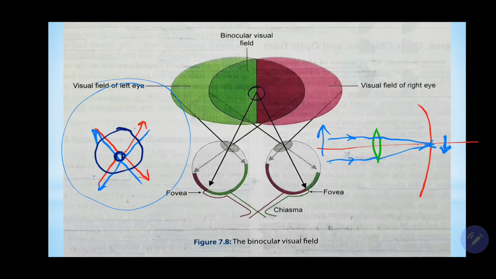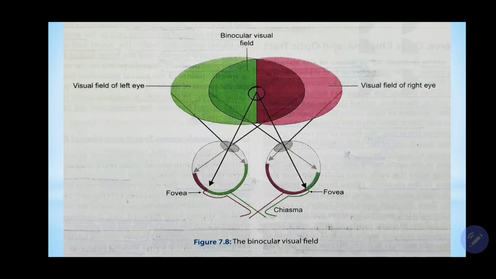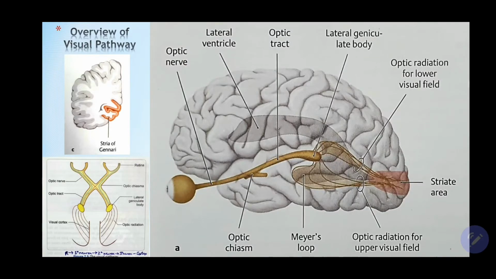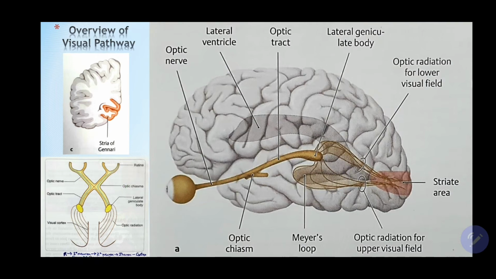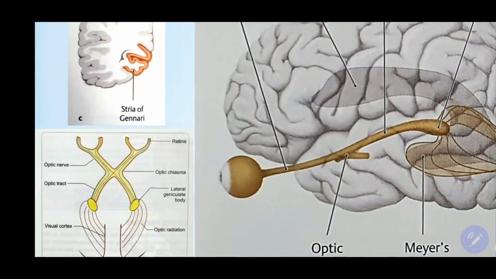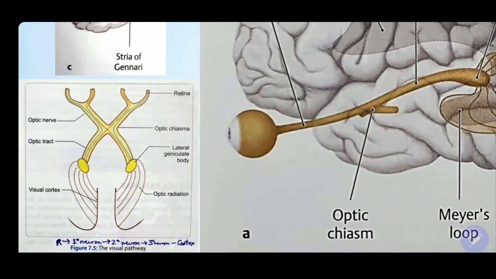If you are getting this much clear, then I will move now to the next slide. Here you are seeing an overview of the visual pathway. I have taught you the main terminology related to the visual field and the retina. Now the overview of the pathway you are seeing is here in this diagram. Let me zoom it, I think if it can be zoomed it will be better. Yes, now look here.